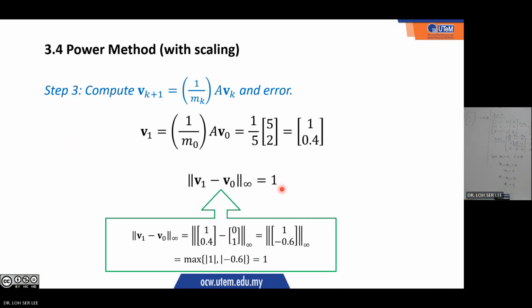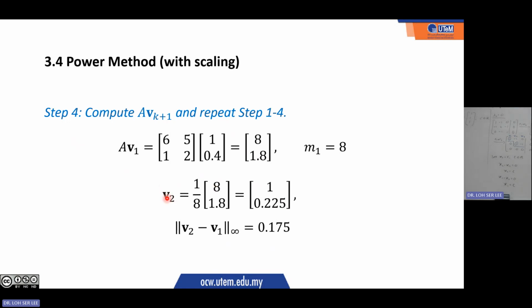Okay. So from here, once you get your V2, then we will check for the error to see whether we can stop the iteration. So this one, V2, this is your V2 minus the V1. Your V1 is here. So 1 minus 1, 0. 0.225 minus 0.4, you get negative 0.175. So in between 0 and negative 0.175, the largest magnitude is 0.175.